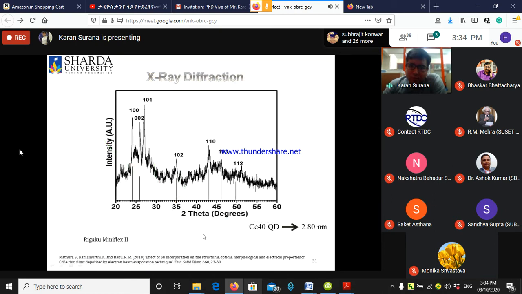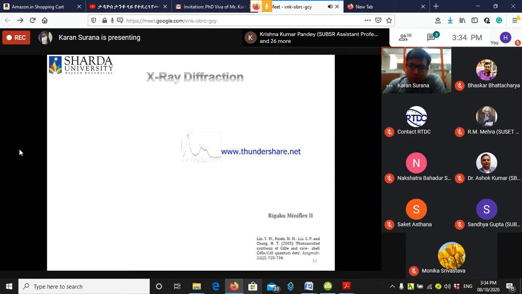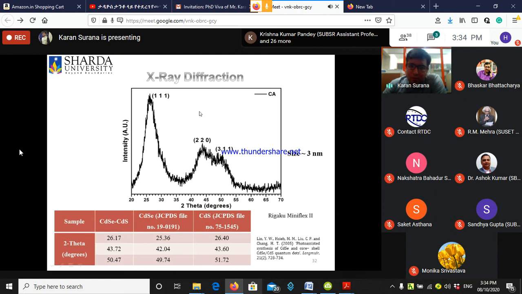The X-ray diffraction of the CdSe quantum dots. For CE40, the estimated particle size by Scherrer formula, crystallite size, was 2.80 nanometers, and the obtained XRD pattern is suggestive of the Wurtzite phase of the quantum dots. The XRD of the core shell quantum dots: the obtained pattern is suggestive of cubic structure with the estimated crystallite size approximately 3 nanometers.